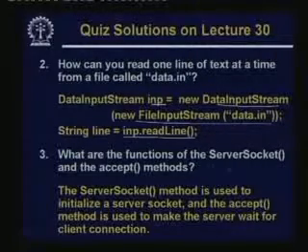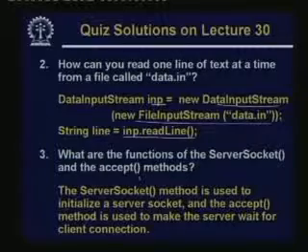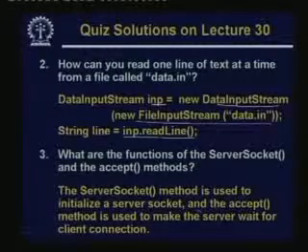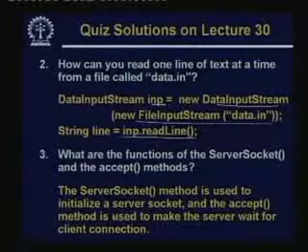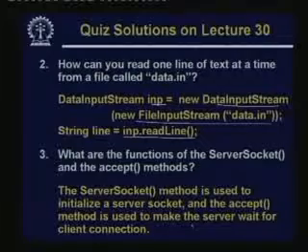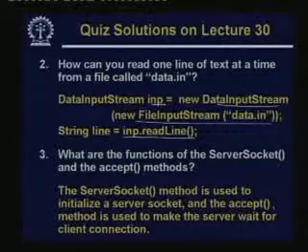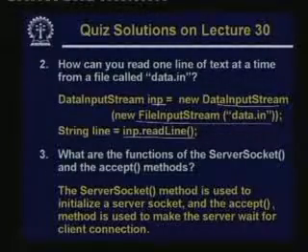What are the functions of the server socket and the accept methods? The server socket method is used to initialize a server socket, while the accept method is used to make the server wait for the client connection. So, the server will be blocking itself when it is executing accept and will be waking up as soon as a client connection request comes.